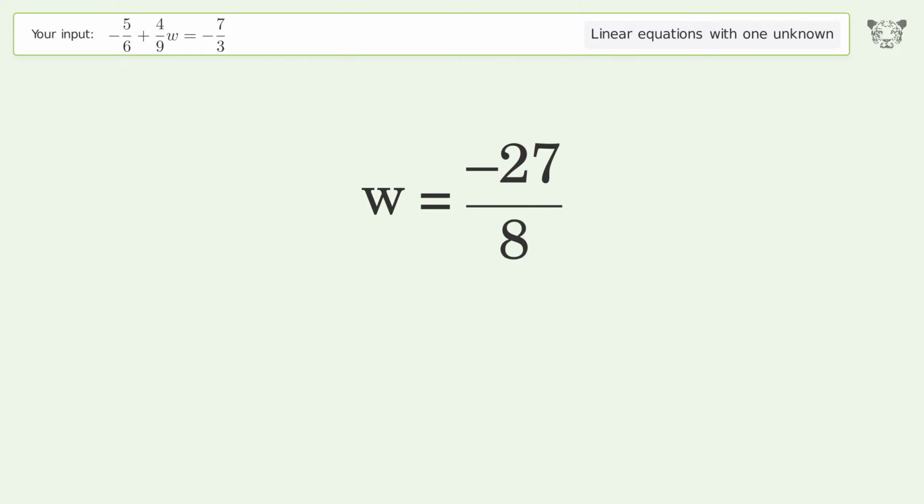And so the final result is w equals -27/8.